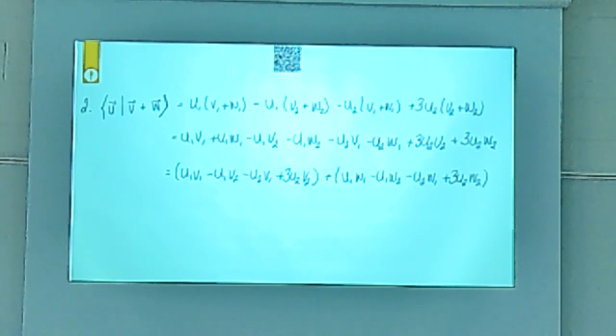We would be able to write that, wouldn't we? Right, group all the U and V's together, group all the U and W's together. But what does that first grouping look like?